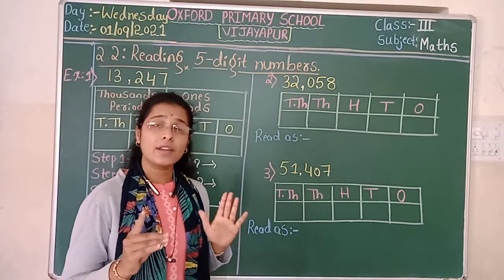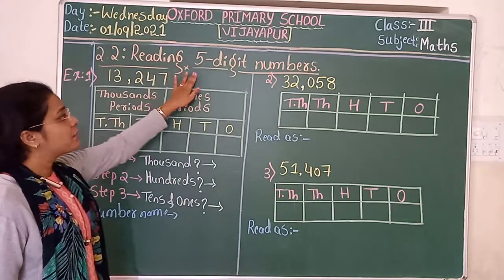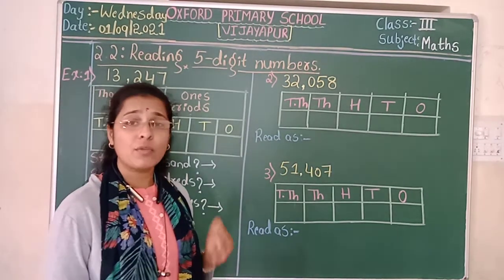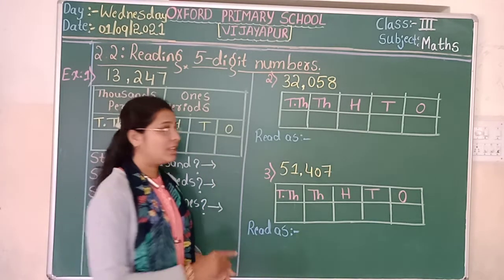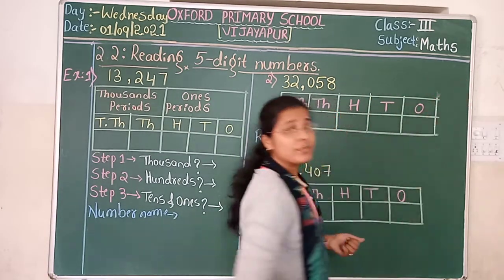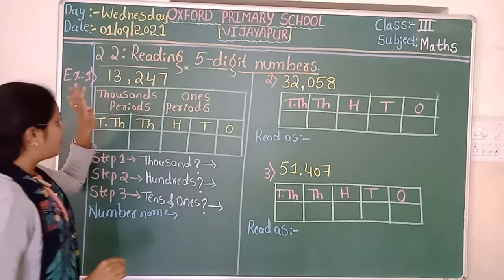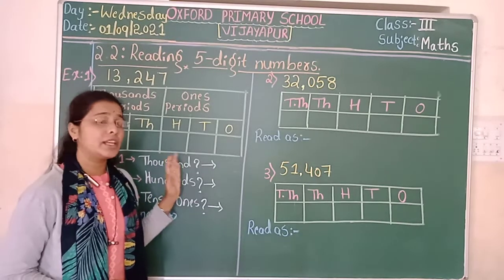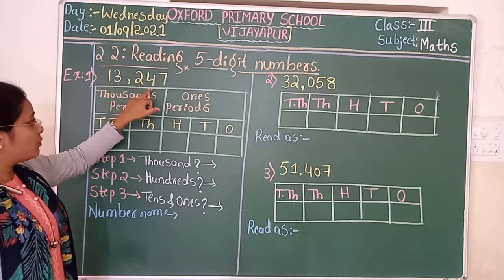No need to write. At first concentrate on the board now. Exercise 2.2 contains reading 5-digit numbers. How to read and how to write the number names of 5-digit numbers, by the help of place value chart we will see. Okay? At first, with one example, I will teach you how the digits are placed in the place value chart. Here we are having digits 1, 3, 2, 4, 7.